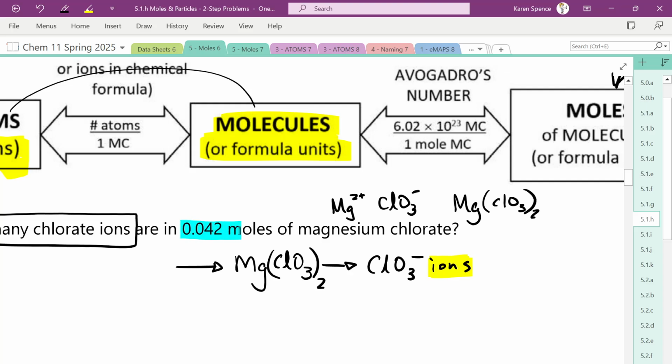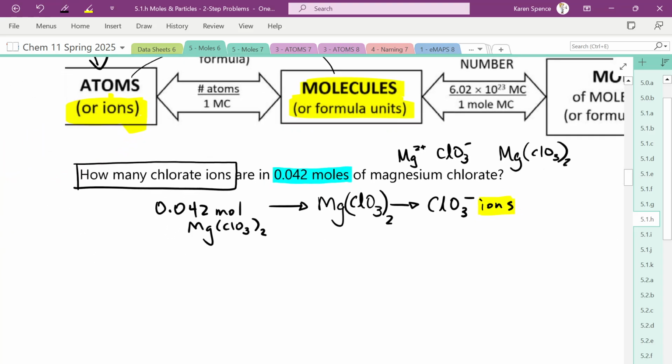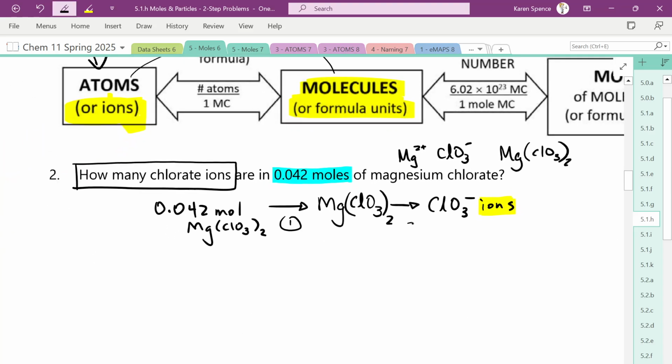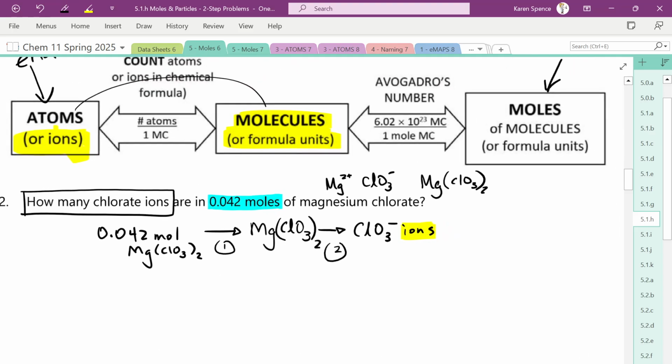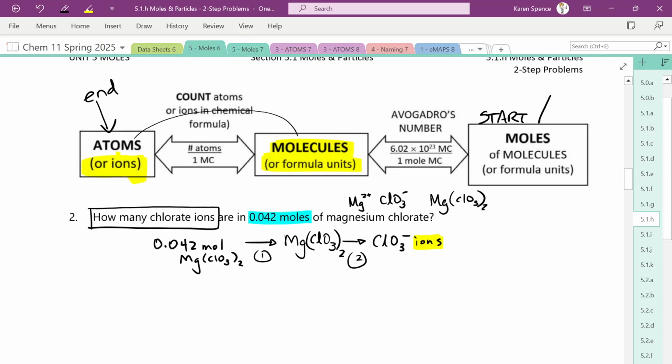We are starting with 0.042 moles of magnesium chlorate. So we have 0.042 moles of Mg(ClO3)2. So now we have a map of our problem. We know that we have 2 steps, and we know we are starting with moles. This is our start. Nah, that was supposed to be highlighting. That made me sad. Start. End.